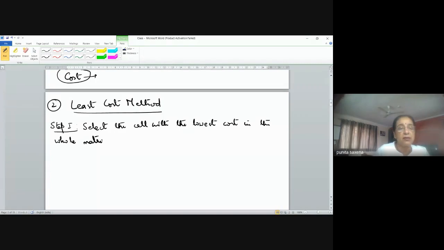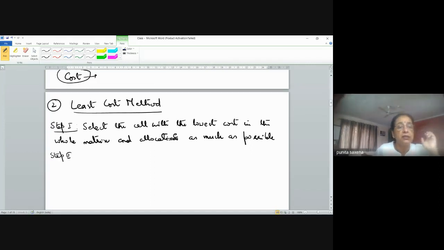Okay, let's see what we are going to do. I took up this problem because this is very interesting. This takes care of all the cases. And allocate as much as possible. See, this allocation depends upon the minimum of whatever the supply and the demand is. So we select the cell with the lowest cost in the whole matrix and allocate as much as possible, which will be the minimum of the supplies and the demands corresponding to that cell.